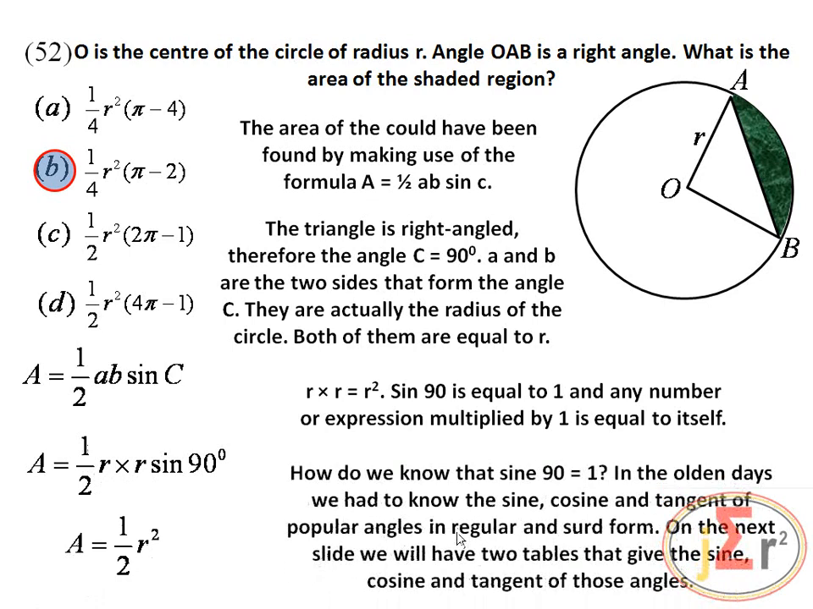Alright. How do we know that sine 90 is equal to 1? In the olden days, we had to know the sine, cosine, and tangent of popular angles in regular and surd form. On the next slide, we will have 2 tables that give the sine, cosine, and the tangent of those angles. Sine 90, in the olden days, every student of trig knows that sine 90 is equal to 1. We use them so often that they became second nature.